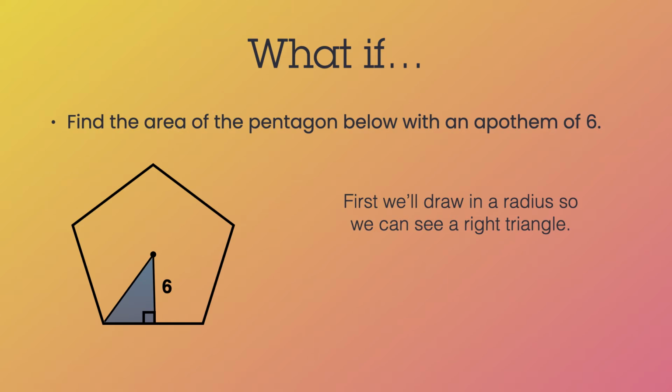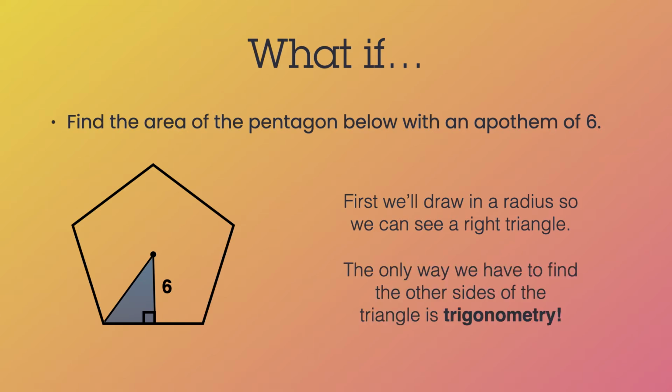If we knew a second side of this right triangle, we could use the Pythagorean theorem. And we did that in our previous video. If you haven't watched that, here's a link to it up at the top. But we don't have another side. We don't have a second one, so we can't use the Pythagorean theorem to find the third. What we're going to have to do is use trigonometry.